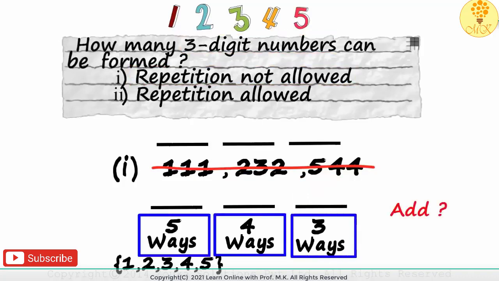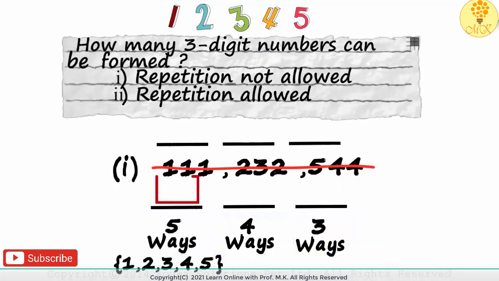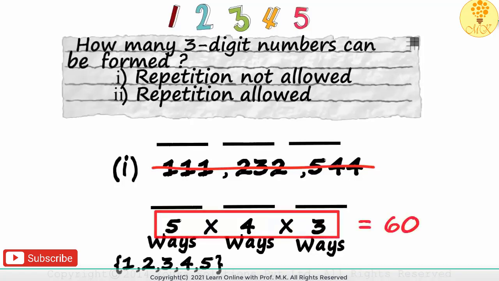Do we add these 3 or do we multiply them? What are we doing? Are we filling in the first slot or the second slot or the third slot? Or are we filling in the first slot and the second slot and the third slot? It will be and. Yes, we are filling all 3 slots and not just one. And as we have seen in the previous session, that is multiplication. So we multiply these 3. 5 times 4 is 20 and 20 times 3 is 60.